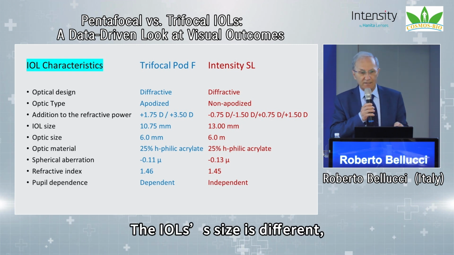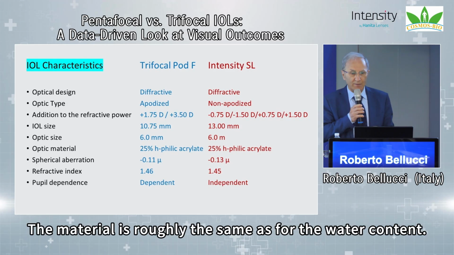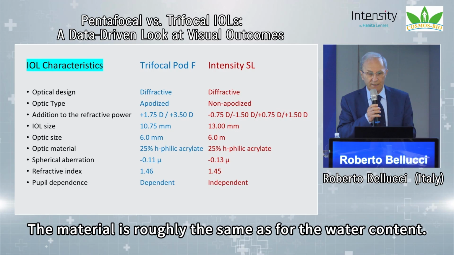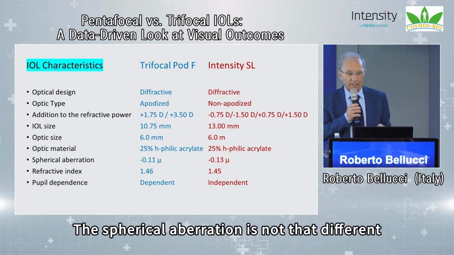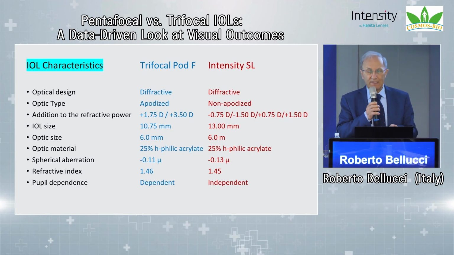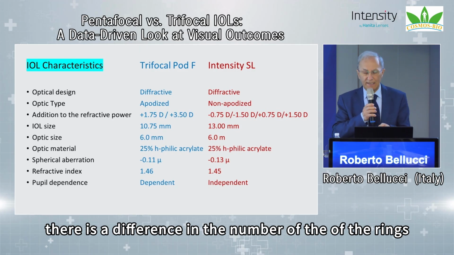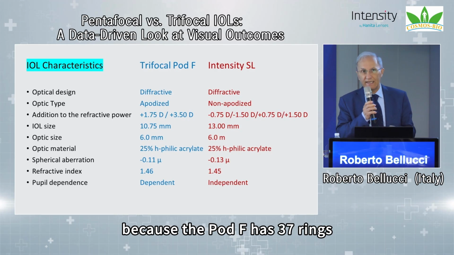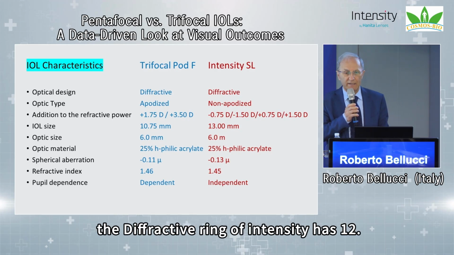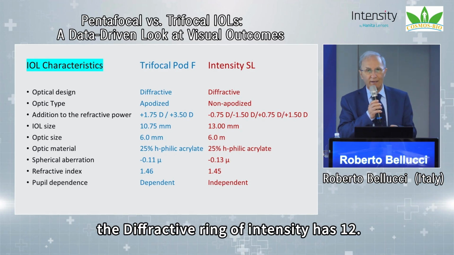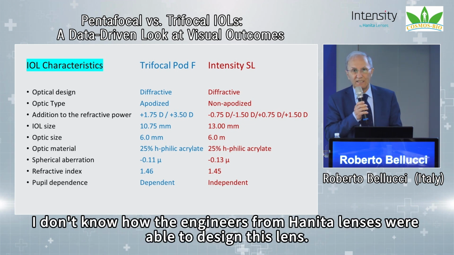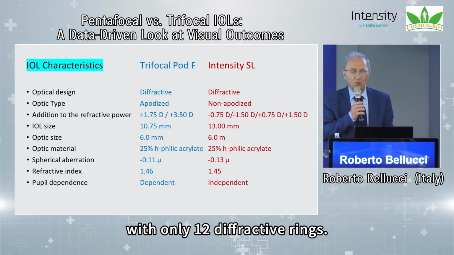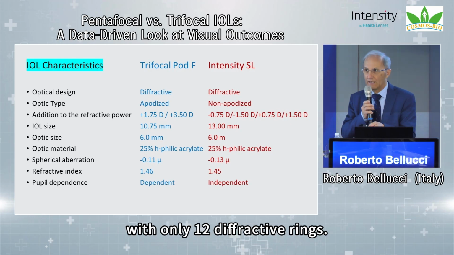The IOL size is different, the optic size is the same, the material is roughly the same as for the water content. The spherical aberration is not that different. However, there is a difference in the number of rings, because the PODEF has 37 diffractive rings. The Intensity has 12. I don't know how the engineers from Hanita Lenses were able to design this lens with only 12 diffractive rings, but they did.